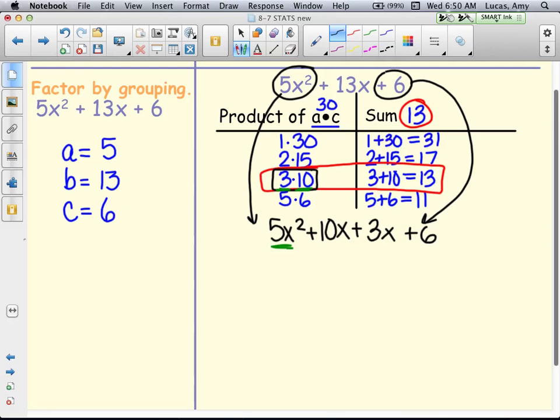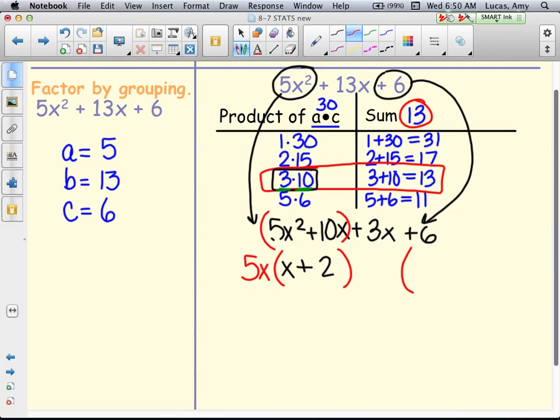Because now if I group my terms together, you'll see that we can take out a common factor. So 5x squared plus 10x, I can divide out 5, because that's the GCF of 5 and 10, and I can take out one of the x's. What would be left inside my parentheses? 5x times x is 5x squared, and then plus 5x times 2 is 10x. Remember, we're just reversing the distributive property here.